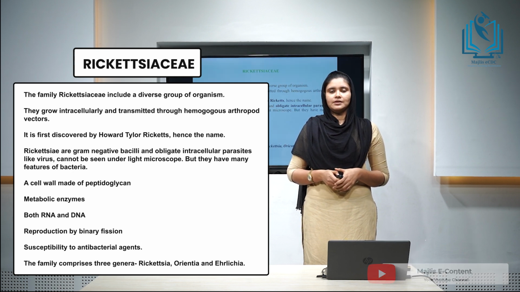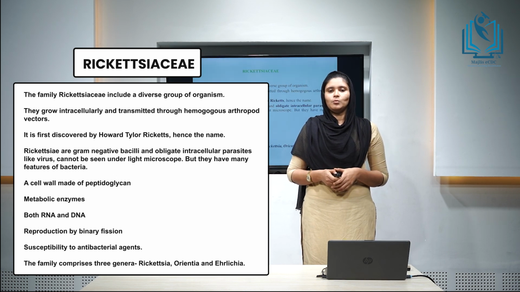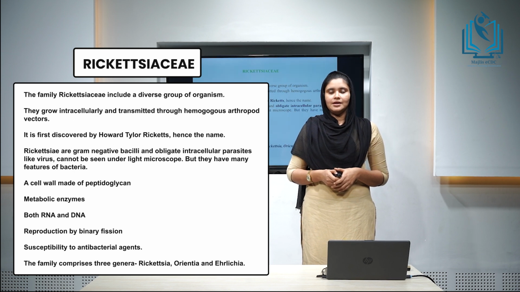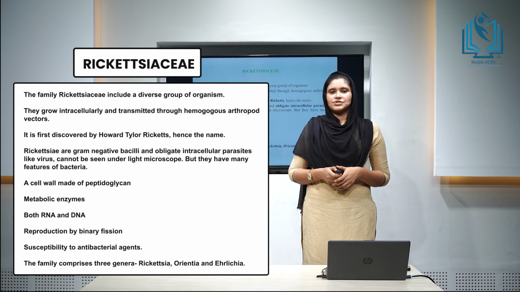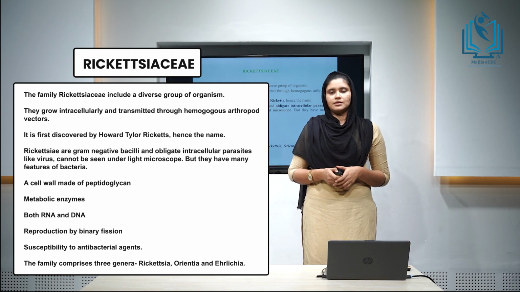Some features: their cell wall is made up of peptidoglycan, they have metabolic enzymes, they have both RNA and DNA, they multiply by binary fission like bacteria, and are also susceptible to antibiotics and other antibacterial agents. They were first discovered by the scientist Howard Taylor Ricketts, hence the name Rickettsia.